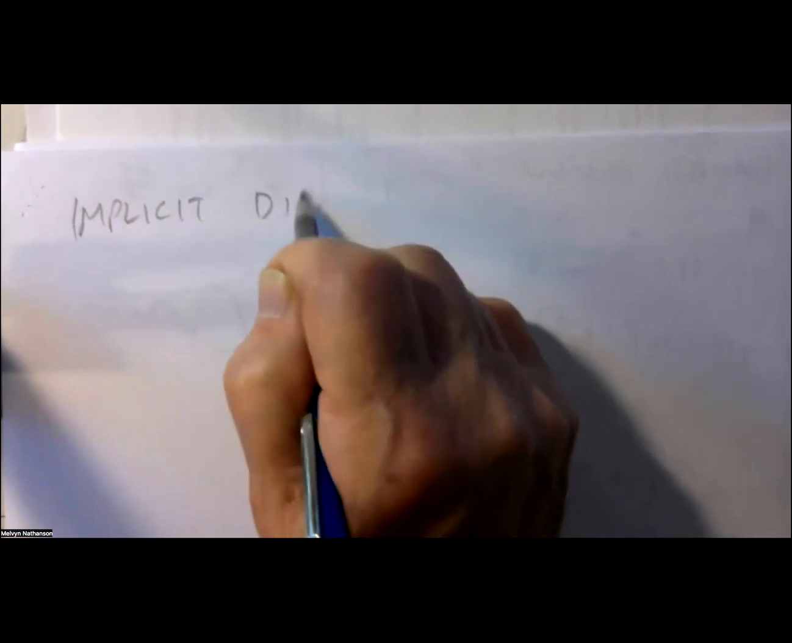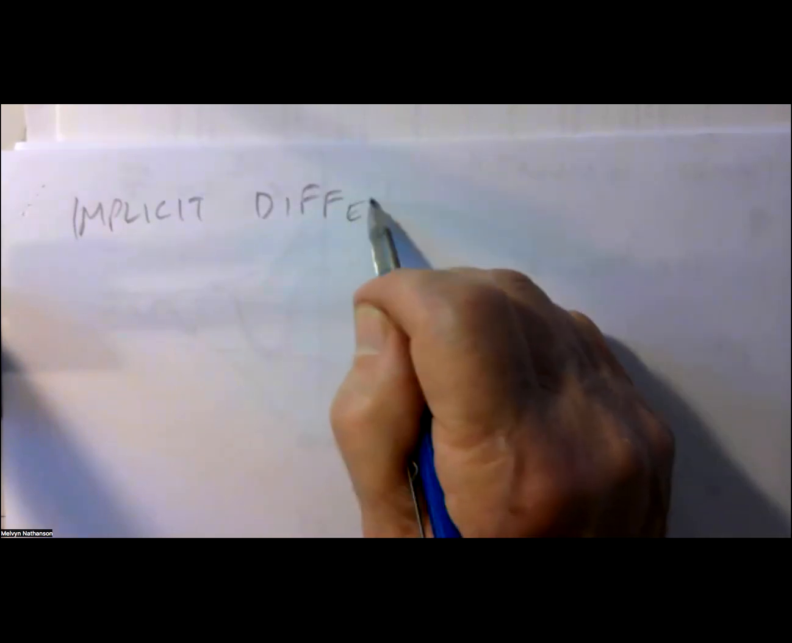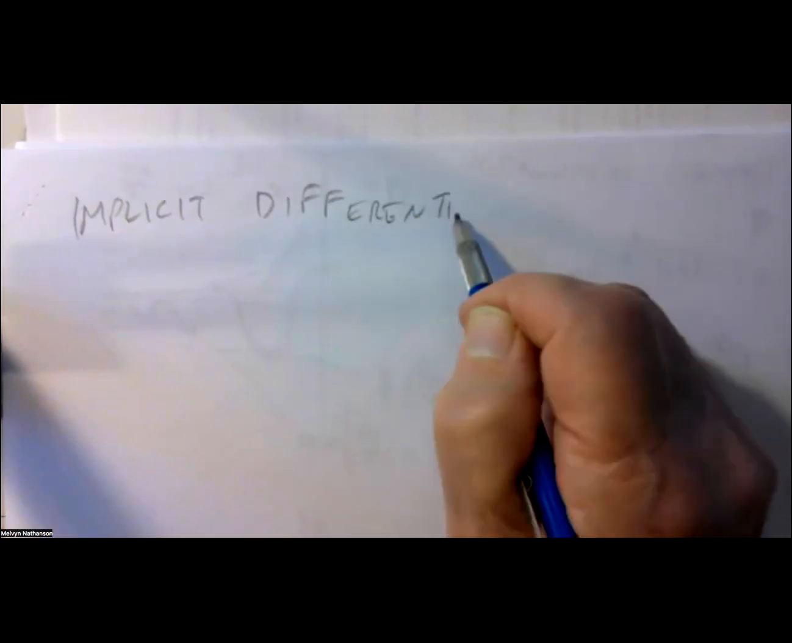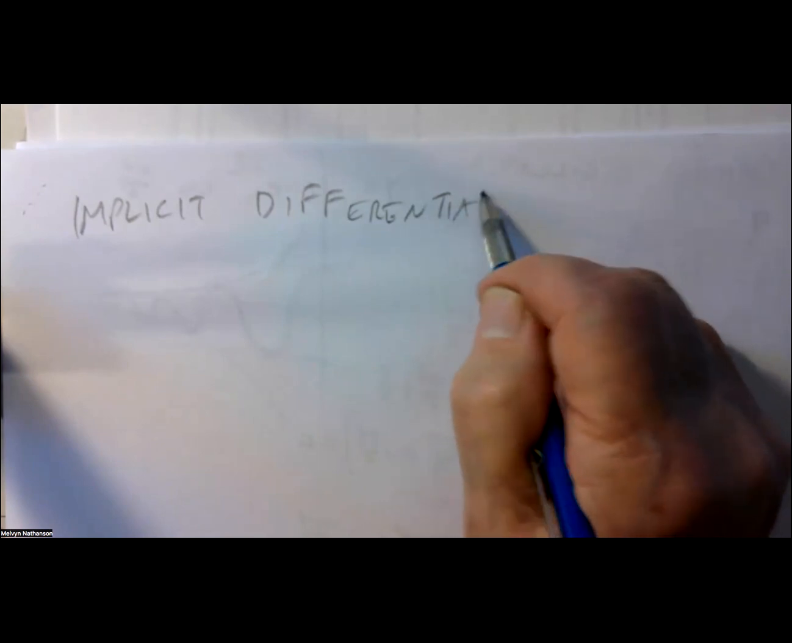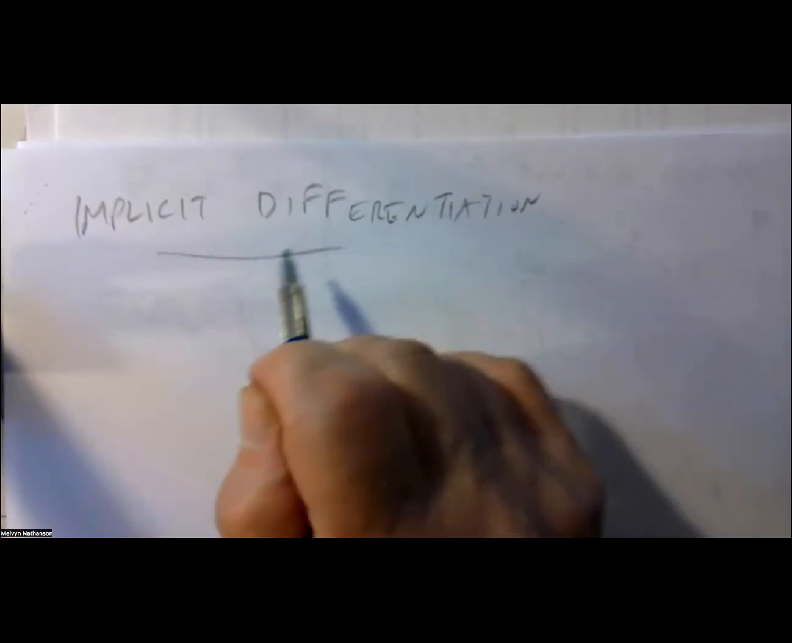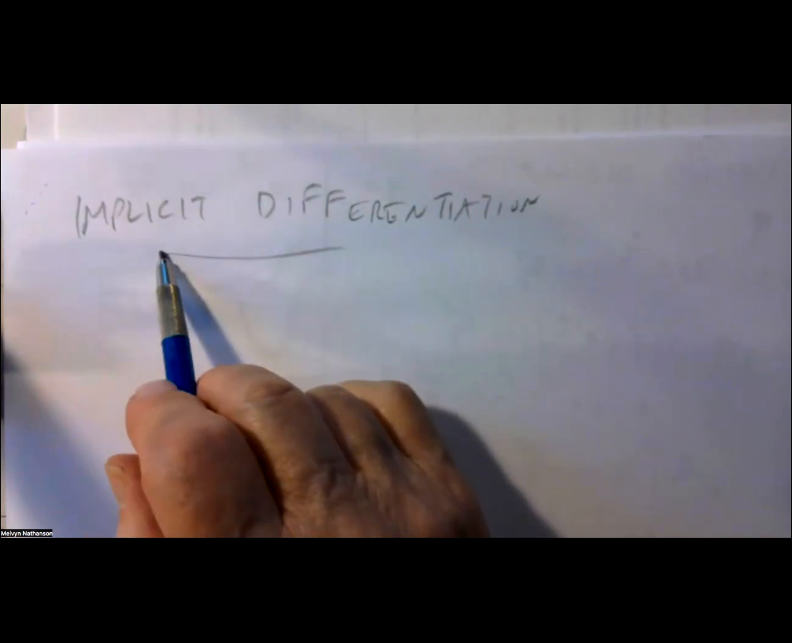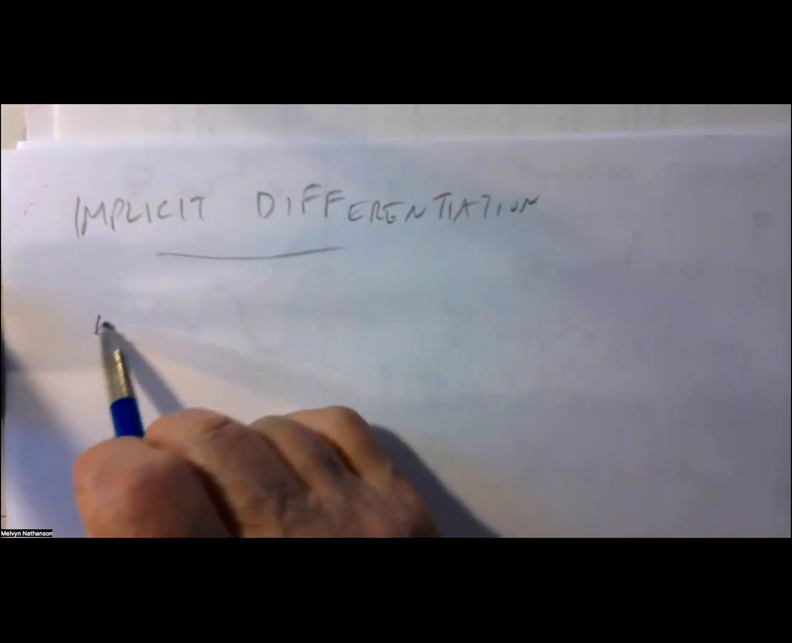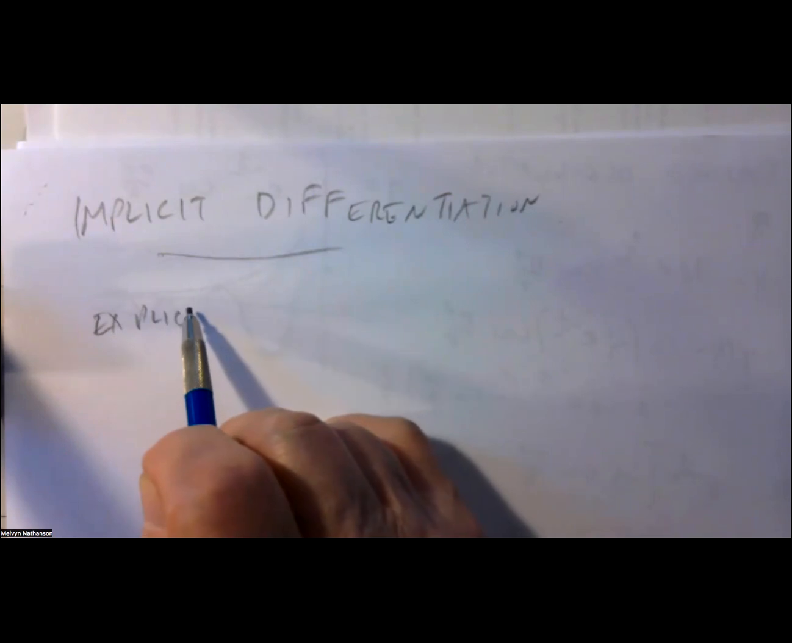Okay. Let's get to the topic of the day, which is implicit differentiation. So this is an extremely important application of the chain rule. So by implicit, we mean the opposite of explicit. So what does it mean?